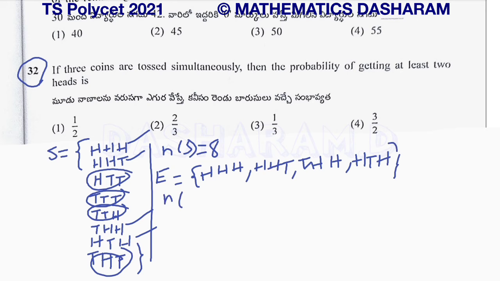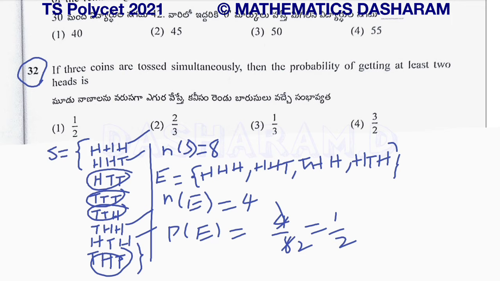So now n of E equal to how many favorable? 1 2 3 4. So 4 favorable. Then probability of E equal to total favorable outcomes divided by total number of outcomes. So 4 divided by 8, 4 ones are 4, 4 twos are 8, so 1 by 2. So here option 1 is correct.